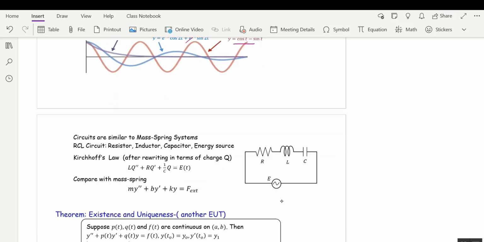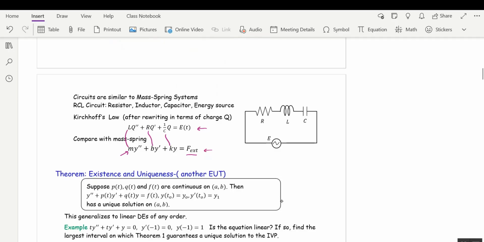RCL circuits are an example of this mass spring oscillator system. I just want to show you. Here's our mass spring oscillator equation. Here's the equation governing an RCL circuit. The inductance plays the role of the mass. The resistance plays the role of the friction. And then the capacitance plays the role of the spring constant. So today we're going to go through a bunch of theory related to this basic differential equation.